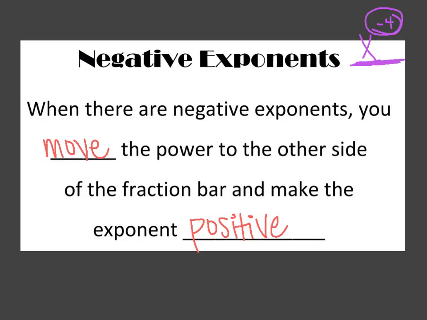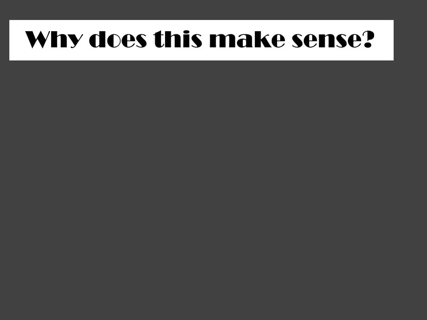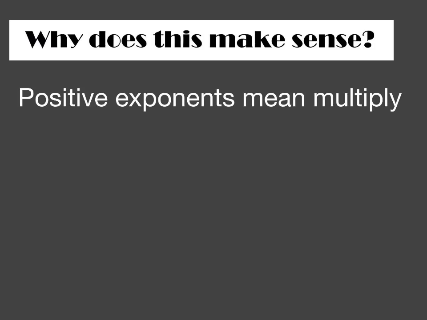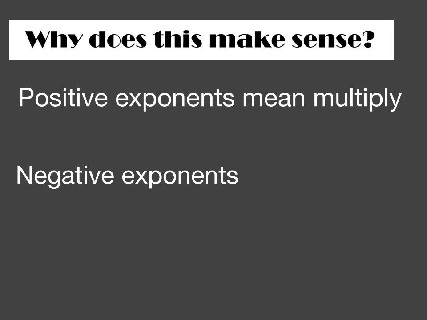So let's look at why this might make sense. Okay? If I think about a positive exponent, it means that I'm going to multiply. I'm going to take the base times itself, however much the exponent says. So I know this fact about positive exponents. Now if I think about negative exponents, and I ask myself, what's the relationship between a positive exponent and a negative exponent? Well, positive and negatives are opposites of each other.